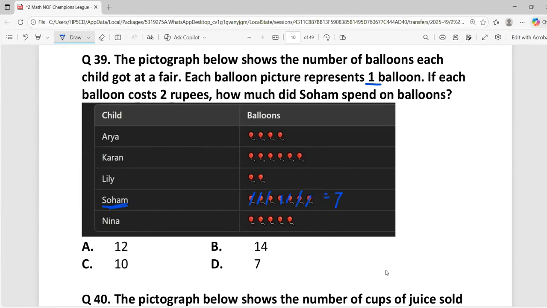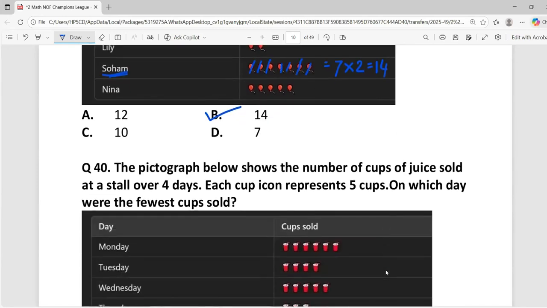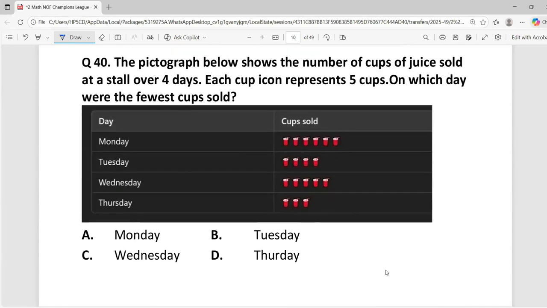How many? 7 balloons. And for each of them we have to find out how much rupees he has spent. So each balloon is 2 rupees. So 7 twos are 14. So 14, where is it? 14 on option number B is the correct answer for 39th question.